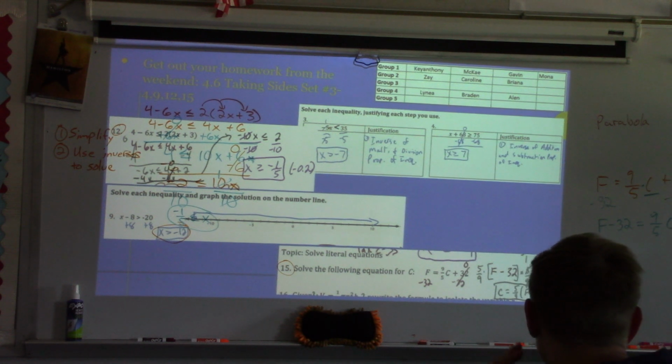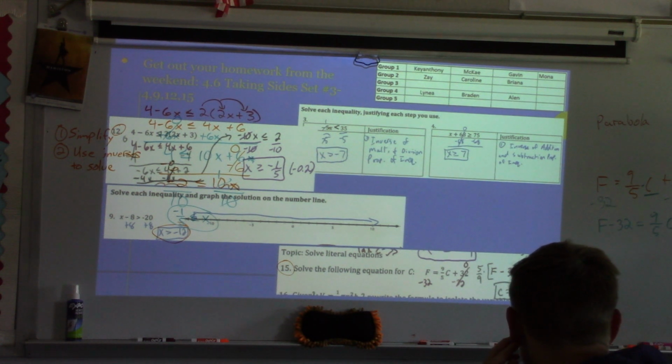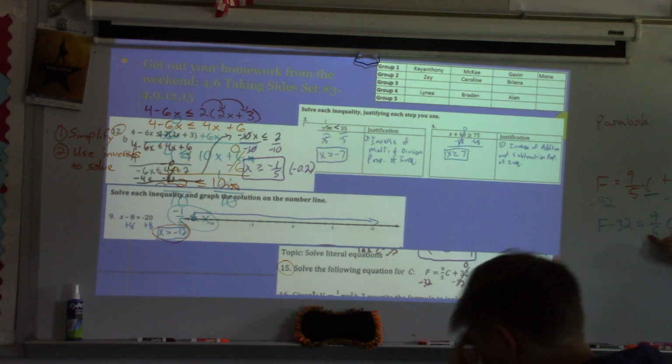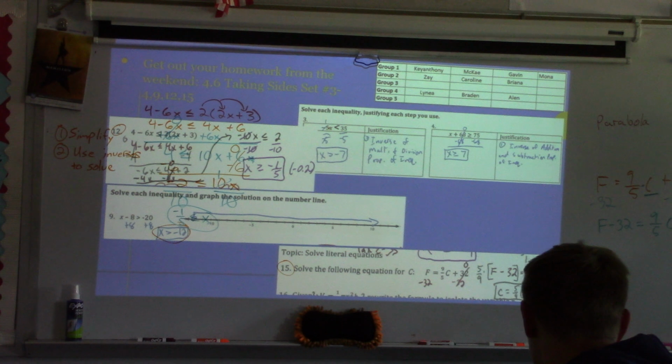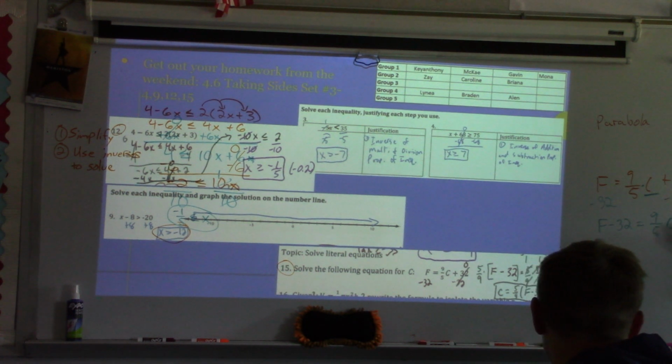No, you gotta flip them. What do you mean? I mean, I don't have C completed on its own. Inverses. Okay, inverses. So Caroline, what were you saying? The reciprocal of 9/5, which would be 5/9. So if I multiply by 5/9, what's 9 divided by 9?